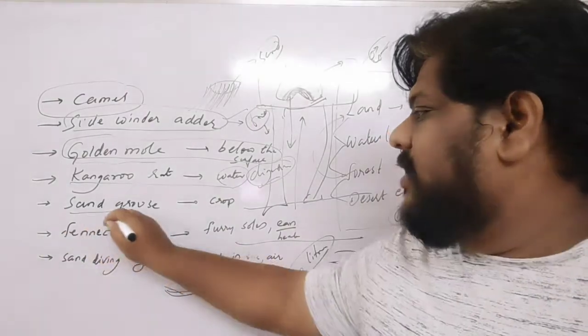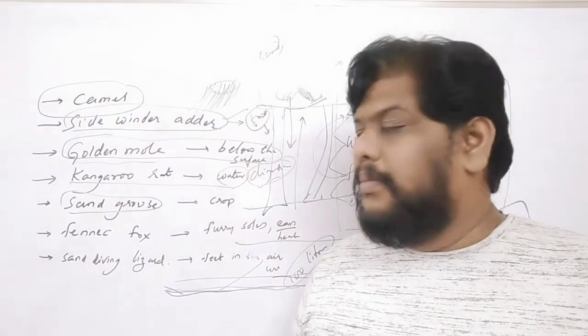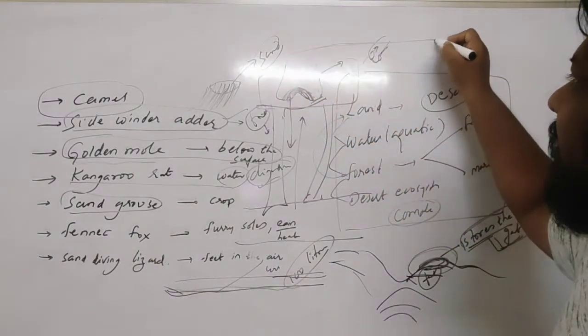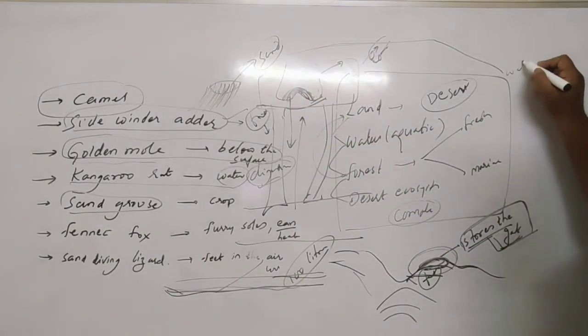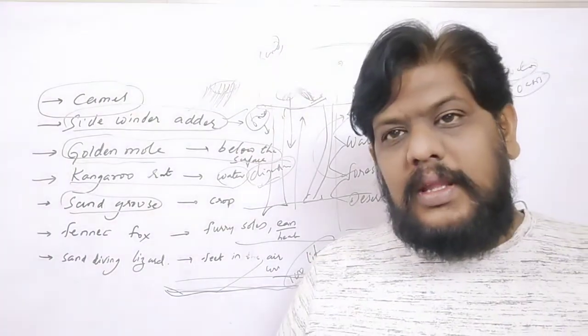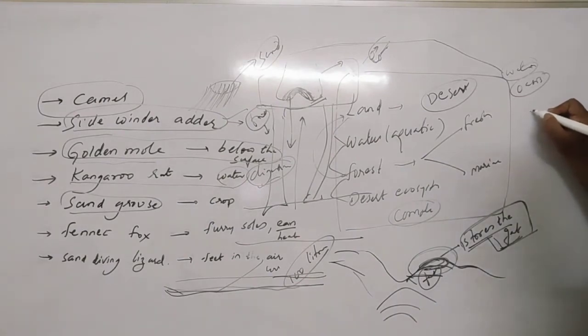Next is the sand grouse. The sand grouse is a bird. It's a desert bird. What this desert bird does is fly in the air. Whenever it has to bring water to its children, it will go to an oasis. An oasis is a place where you can find water. So they will go to the oasis and drink the water. At the same time, they will carry the water in the crop. Crop here means nothing but the stomach.